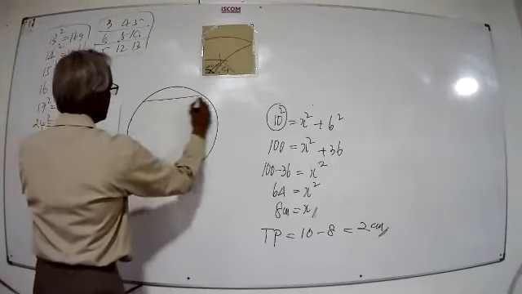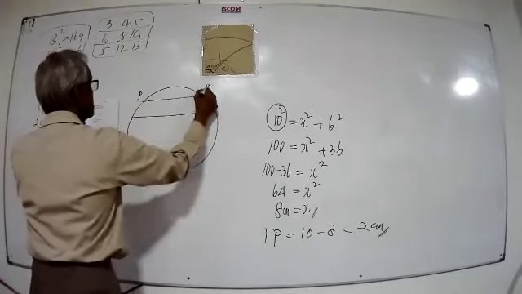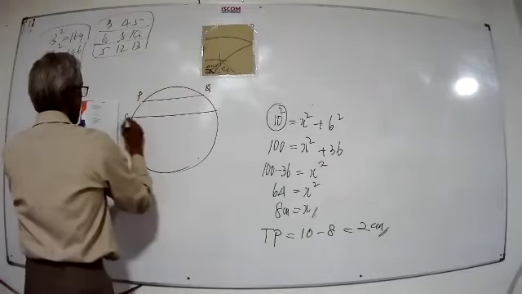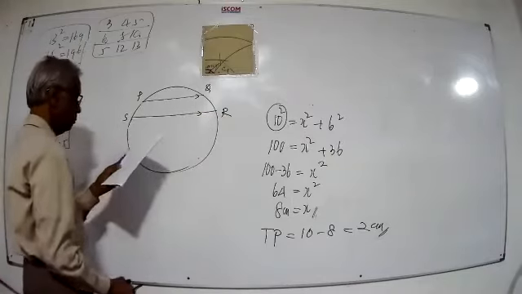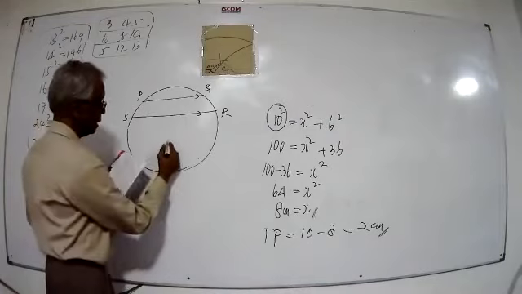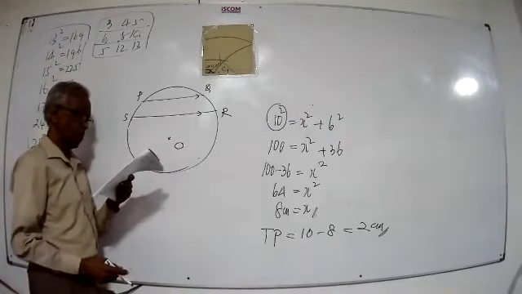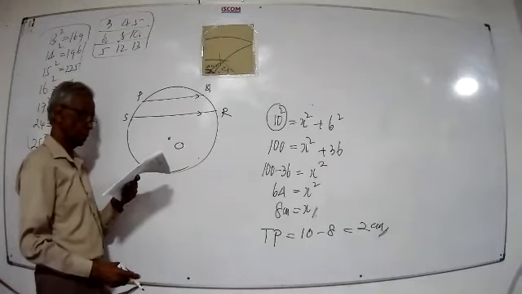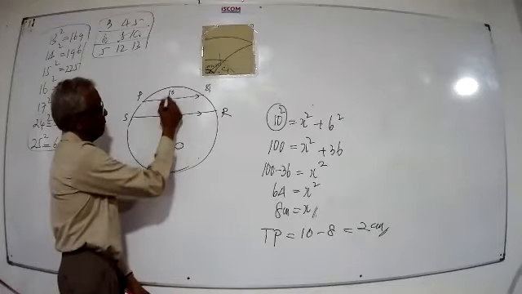These are two parallel poles PQ and SR. O is the center. PQ and SR are parallel chords of the circle. The radius of the circle is 10 cm and the chord lengths are 12. Where do you have the 10, and where do you have the 12?